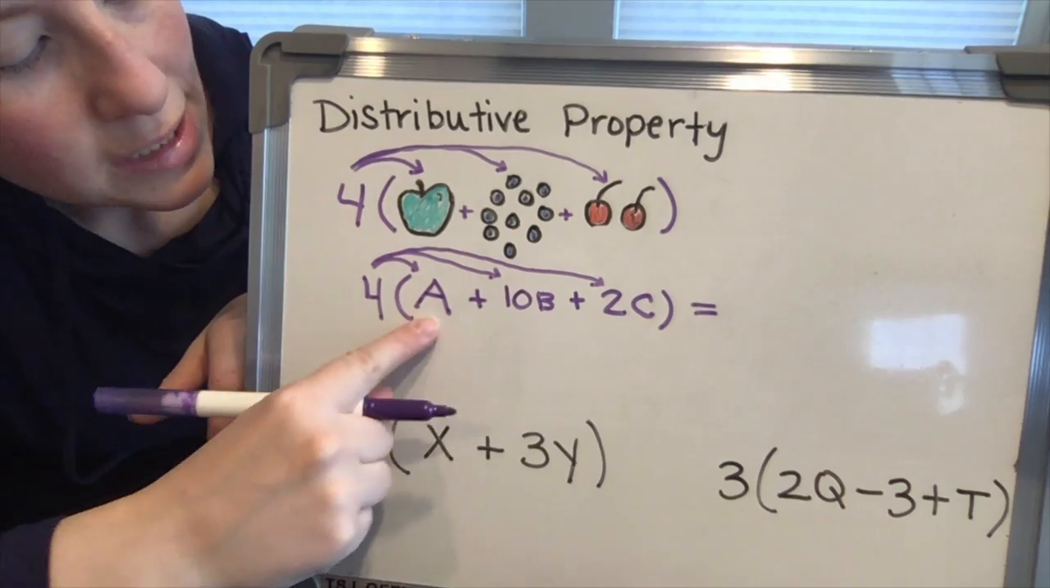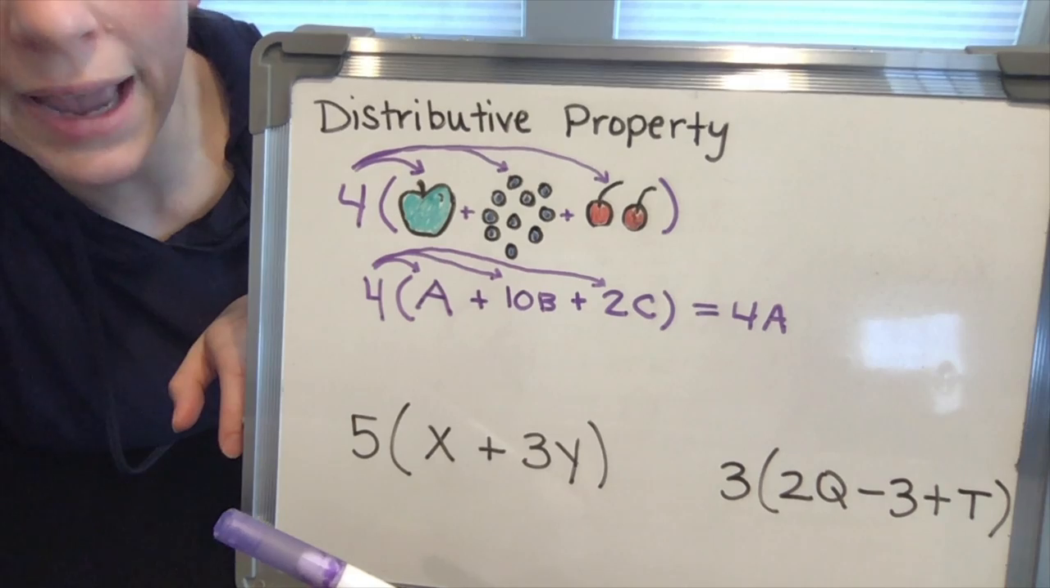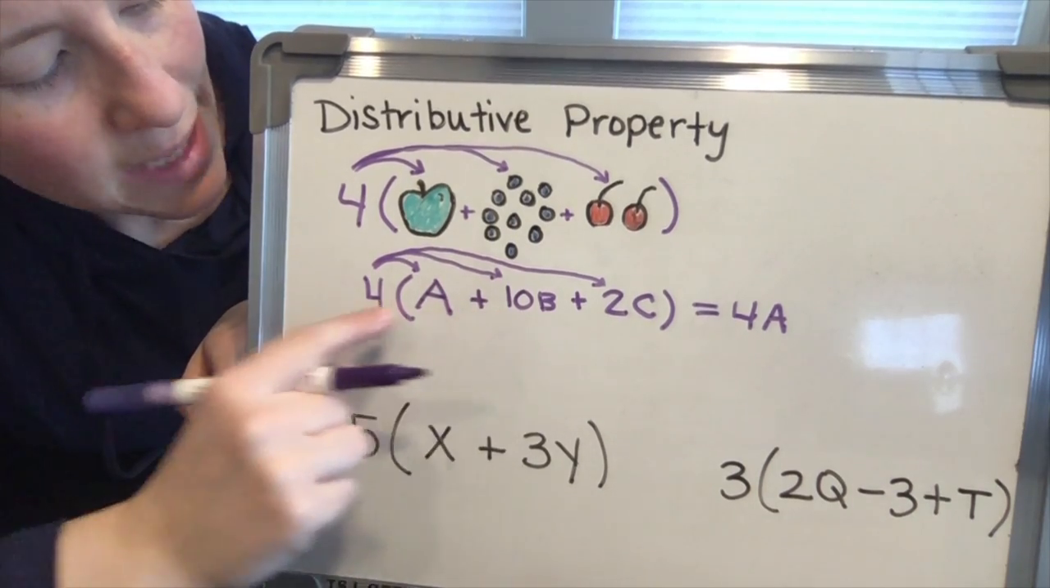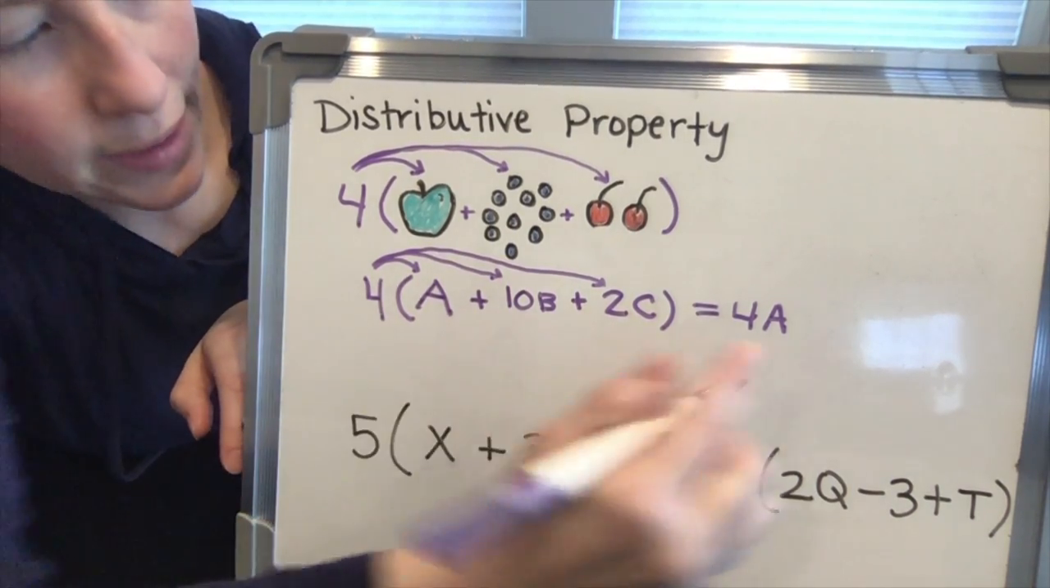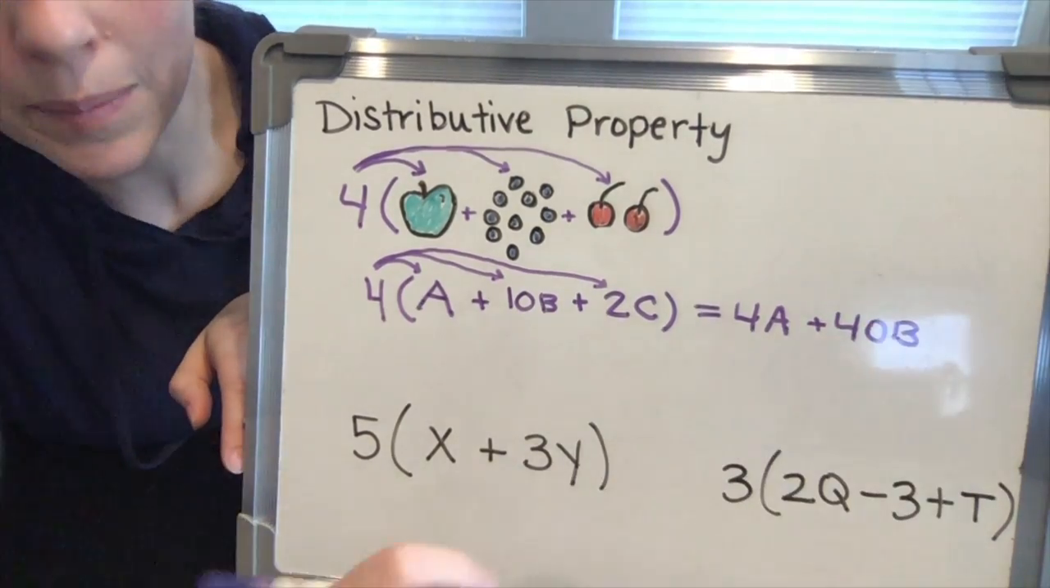So 4 times apples means I'm going to need a total of 4 apples. So I got 4A over here. The next we had 10 blueberries, but we did 4 times 10 blueberries. So that was adding 40 blueberries, so 40B.